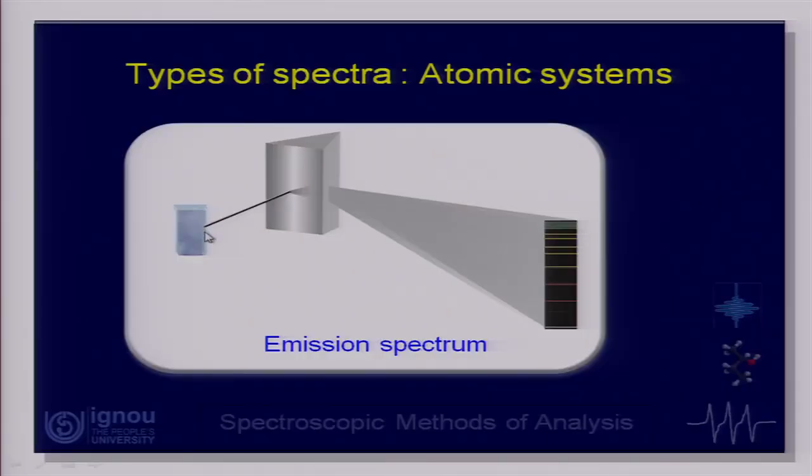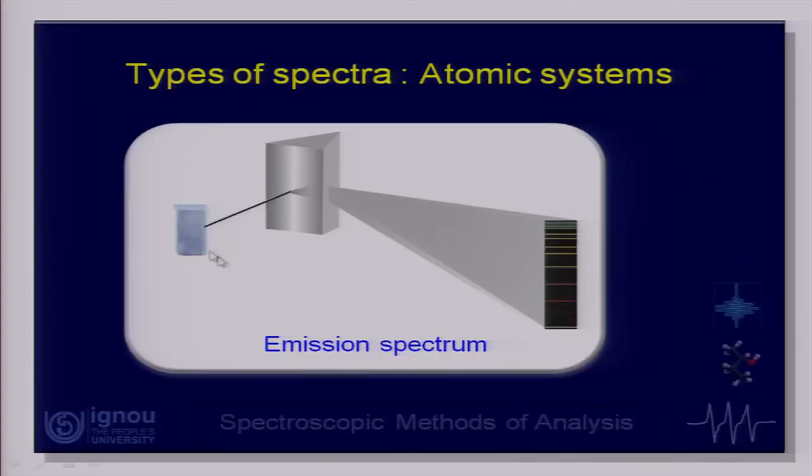Now, we have learnt earlier that anything which is excited will try to relax down and come down to the ground state, and that can be accompanied by some kind of emission of radiation. That's called a radiative relaxation.